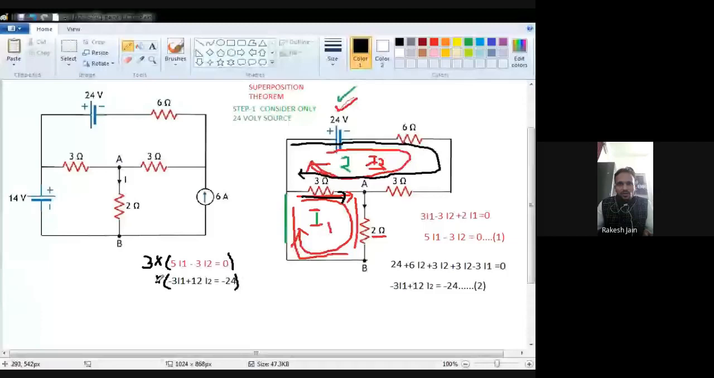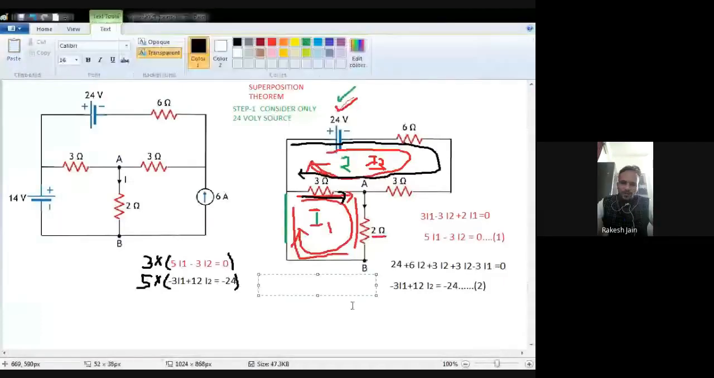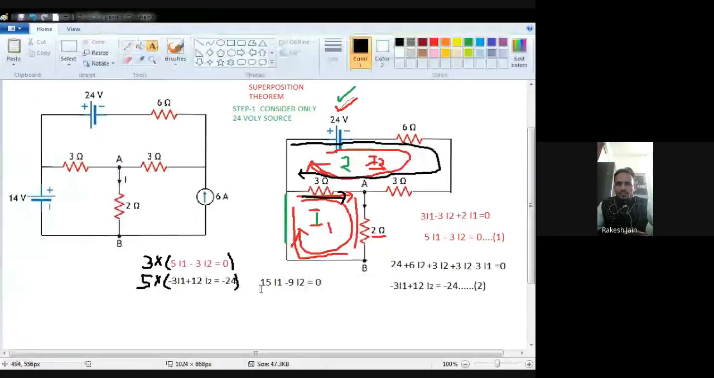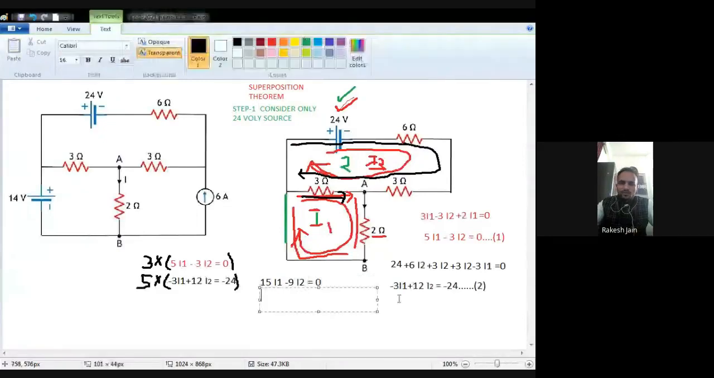I start from here. See, in black color, so you will not be confused. I start from here, so first the plus sign of the battery comes. So write down this plus 24. Then a 6 ohm resistance is there, and no other current passes through the 6 ohm. Only I2 passes. So consider this as 6I2 with a positive sign because my current is I2.